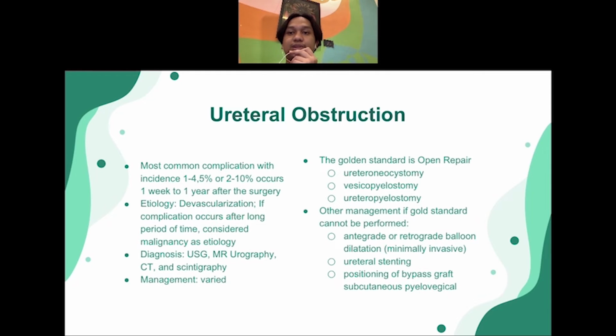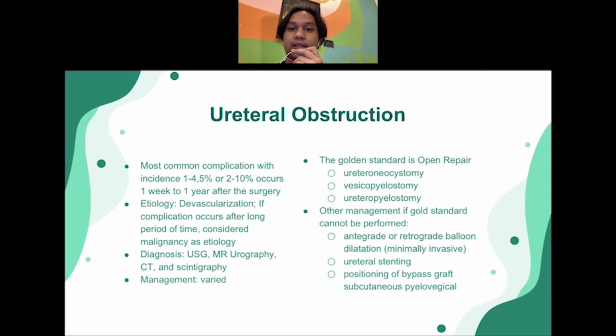Managing ureteral obstruction depends on several things, including the patient's condition and the preference of the clinicians. The gold standard for this case is open repair of the ureter as it is more durable. The techniques themselves vary based on the patient's needs, but mostly are ureteroneocystostomy, vesicopyelostomy, ureteropyelostomy, interposition of small bowel, and etc.